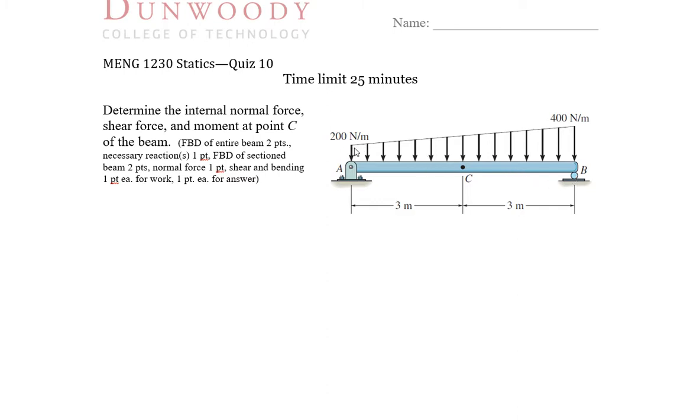We have a distributed load that goes from 200 newtons per meter on the left end up to 400 newtons per meter on the right end. We're looking for the internal normal, shear, and bending moment at point C.